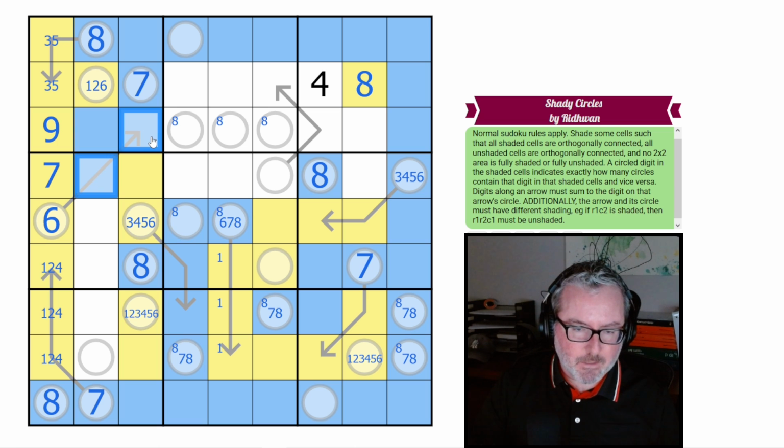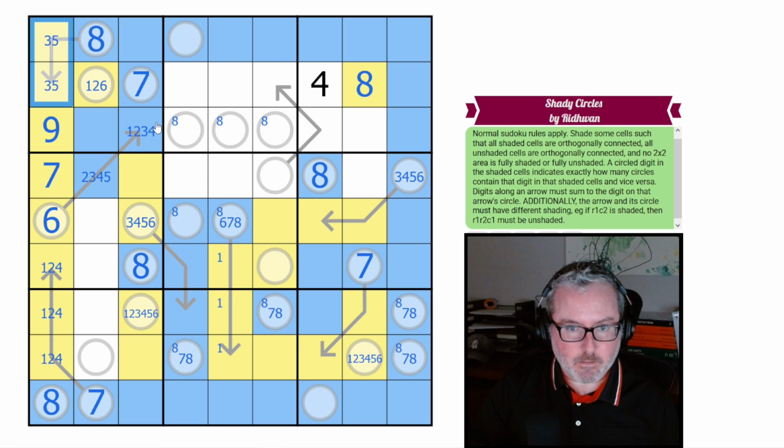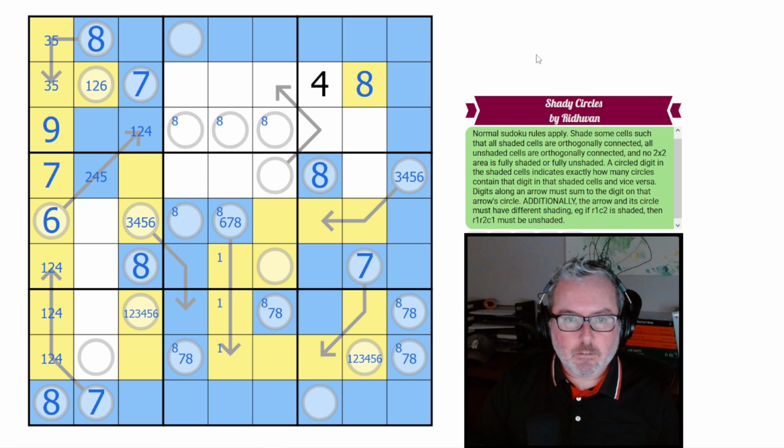Can we do anything with this 6 clue? Because again, it's going to be either a 5-1 or a 4-2, and this one can't be 5, so this can't be 1. Actually, it's not entirely true. This could be a 3-3, so let's not... Oh, no, it can't be. Sorry, because there's a 3. Okay.